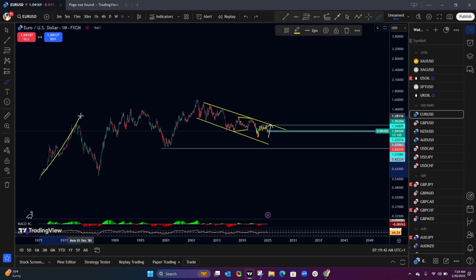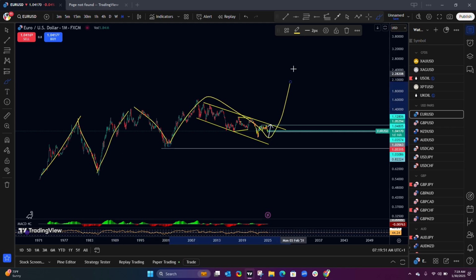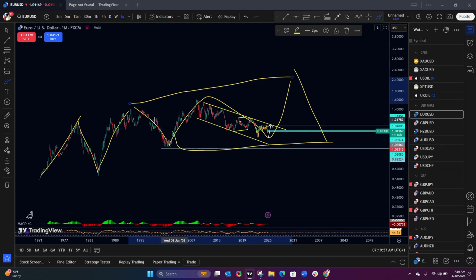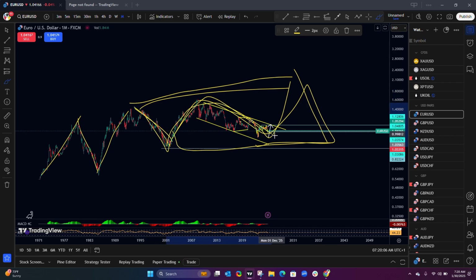Now we have this 1, 2, 3. We could still be in this 1, 2, 3. There is a higher probability that we are still in this 1, 2, 3. So we've had this one, which is the A wave. We are still in the B wave, and from indication we're still in the B wave of the B wave.